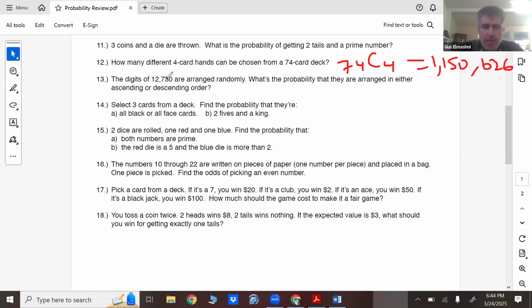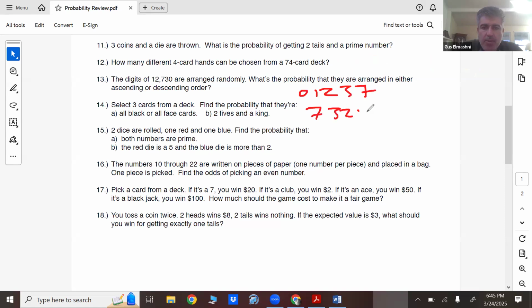The digits are randomly arranged. Let's say they're arranged in either ascending or descending order. Actually, there are only 2 ways it could happen: 0, 1, 2, 3, 7, or 7, 3, 2, 1, 0. So it's 2 ways. And then if you're arranging 5 numbers, that's 5 factorial.